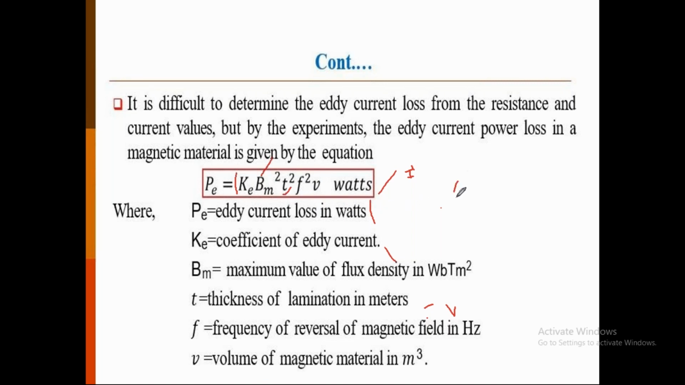So again I am saying that in electrical machines we have two losses. One is iron losses and the other is copper losses. Here iron losses are again classified into two: one is eddy current losses and the other is hysteresis losses. Okay.